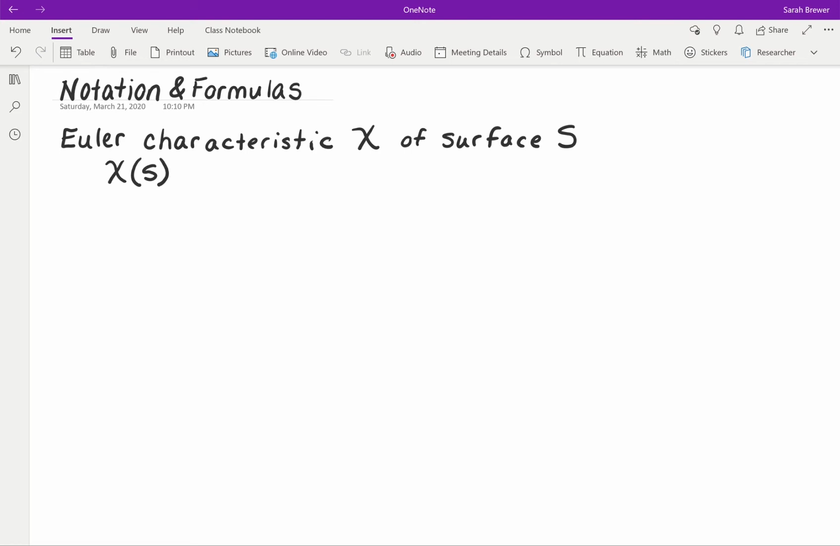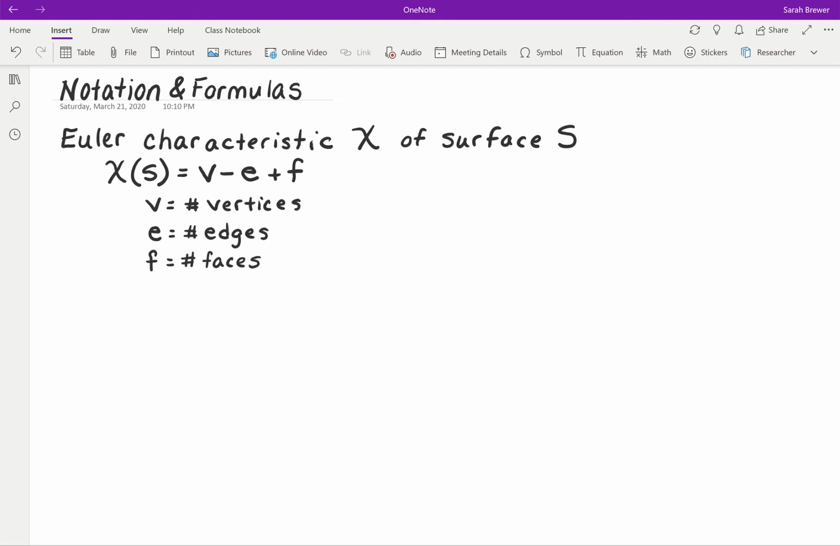And the way we compute this is by taking the number of vertices minus the number of edges plus the number of faces. So V is equal to the number of vertices, E is equal to the number of edges, and F is equal to the number of faces.